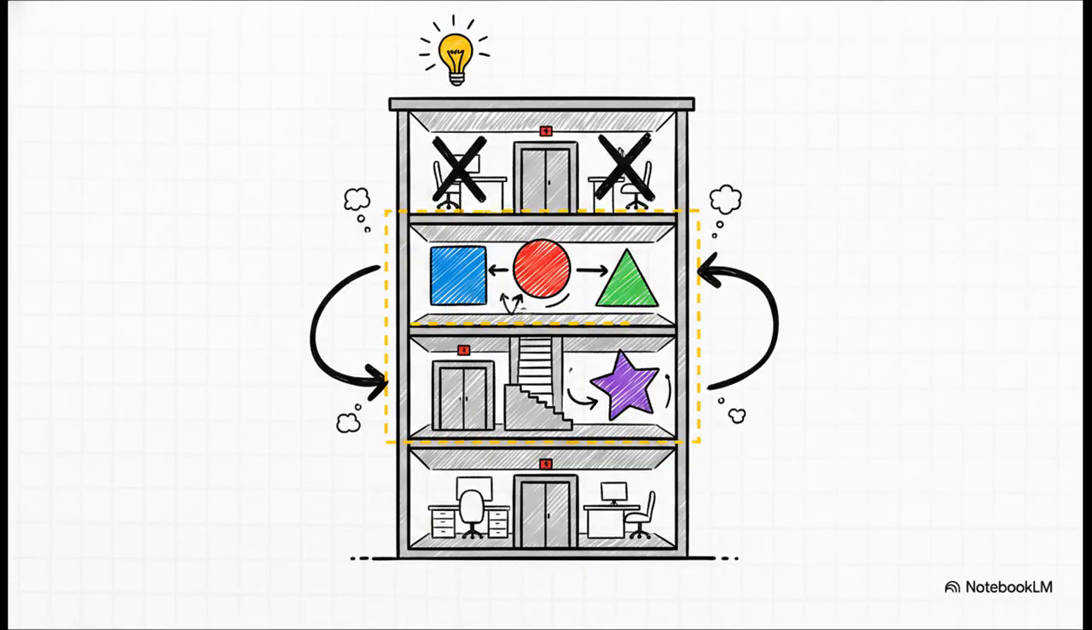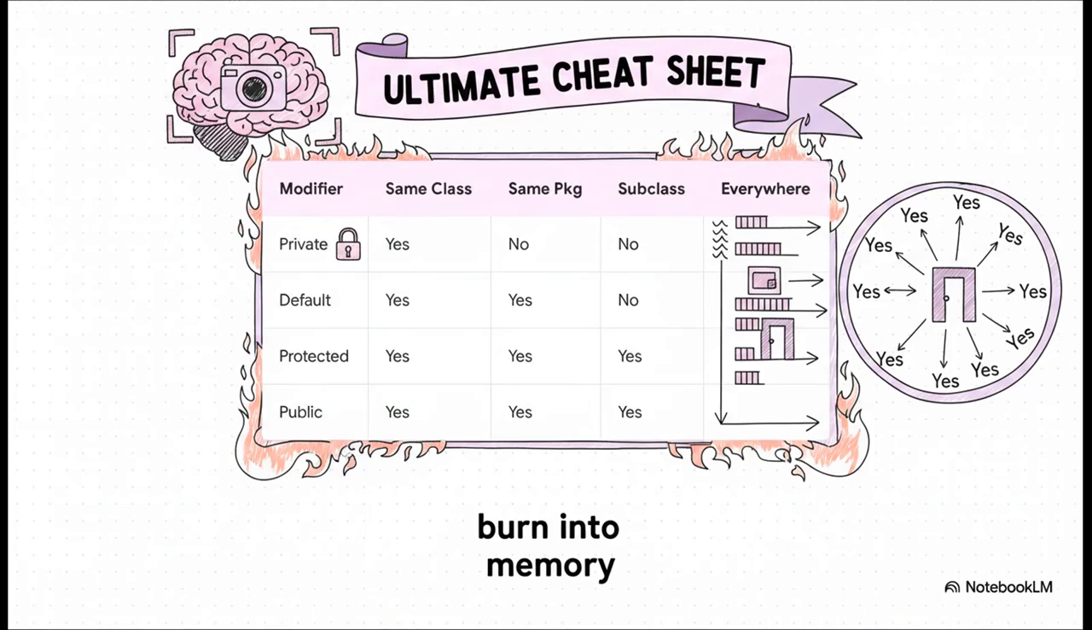Then we have default access, which is sometimes called package private. This happens when you don't write any modifier at all. Now, leaving it blank isn't a syntax error, but it does create a very specific boundary. It basically means the data is accessible only by classes living on the exact same floor, meaning the exact same package. It can be a little risky because you might accidentally create this access level just by forgetting to type the word private.